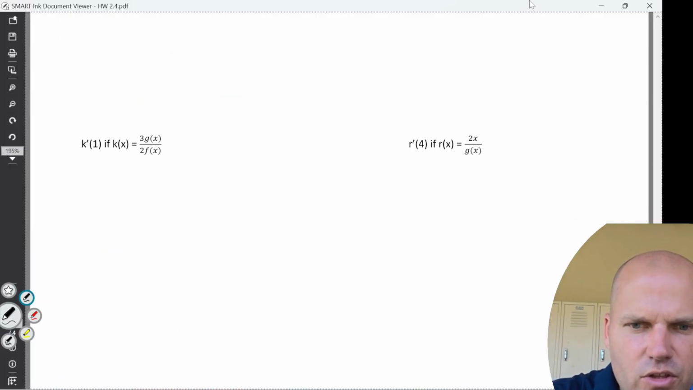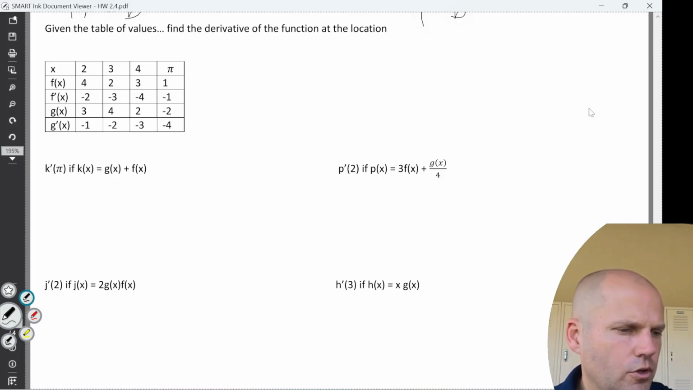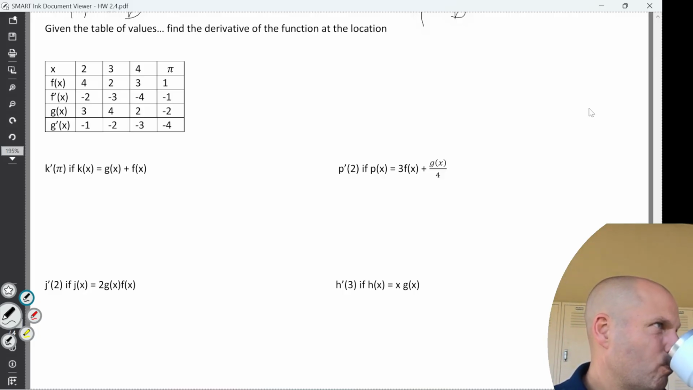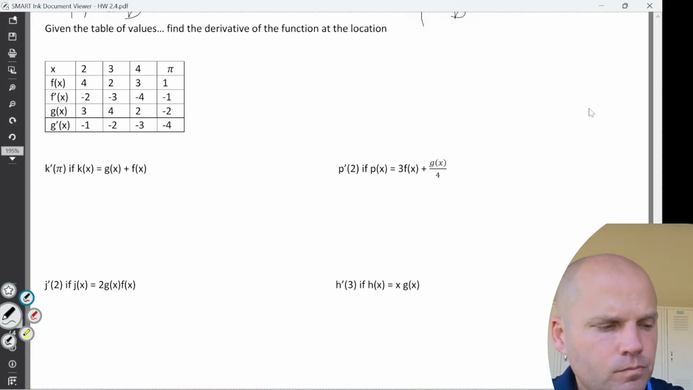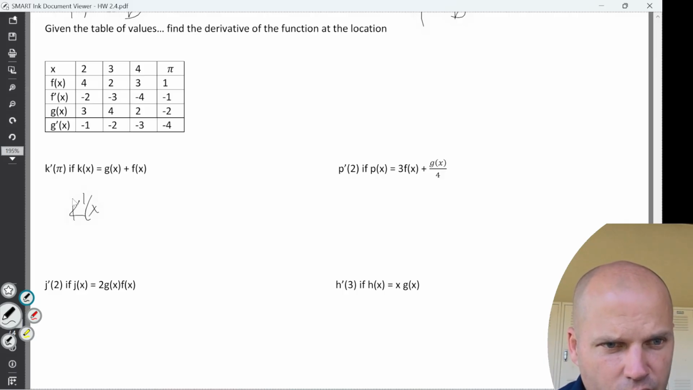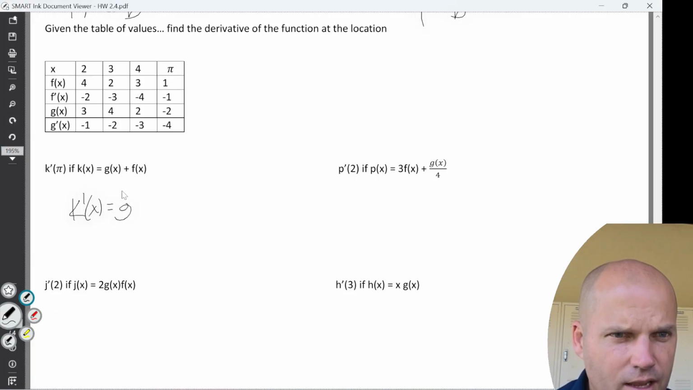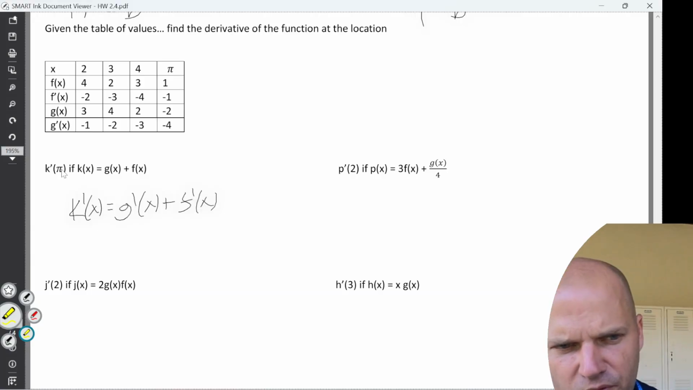All right, the last two pages are these derivative rules problems. They're new. They're challenging you on your rules and notation, so it's important to be able to correctly write a derivative in notation. The slope of k will equal the slope of g plus the slope of f. Now we will go into our table to find all of our values at pi. We'd say the slope of k at pi equals the slope of g at pi plus the slope of f at pi.